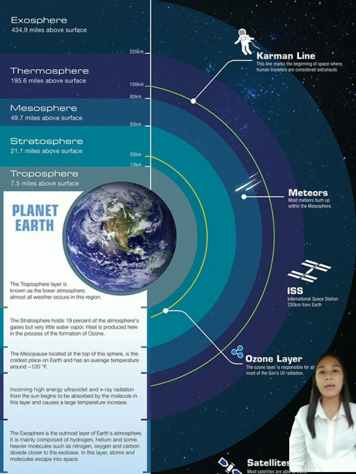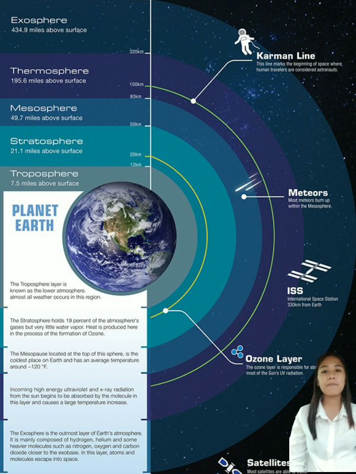Here, the temperature decreases with height, reaching a minimum of about negative 90 degrees Celsius at the mesopause. Most meteors burn up within the mesosphere. The next is the thermosphere.